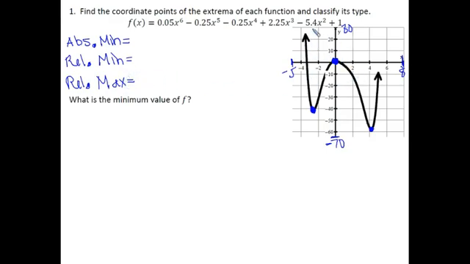Everything else, we really don't have an absolute max, so we don't have to worry about that. So let's focus on finding this absolute min first. We can anticipate something close to (4, -60) because it looks really close.